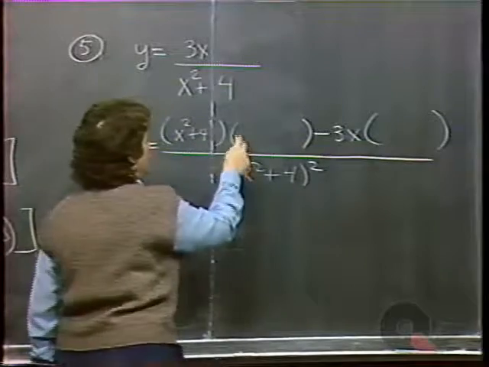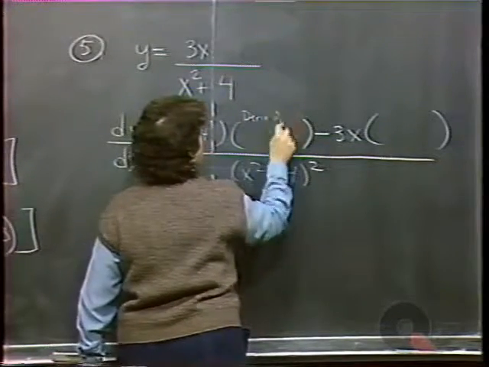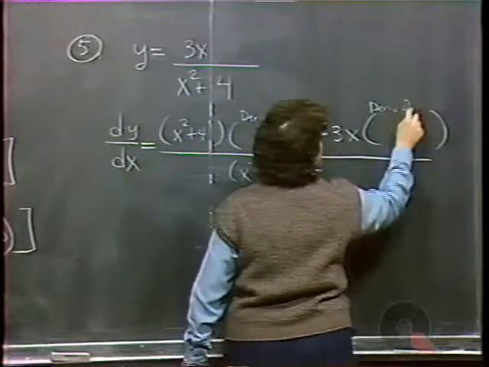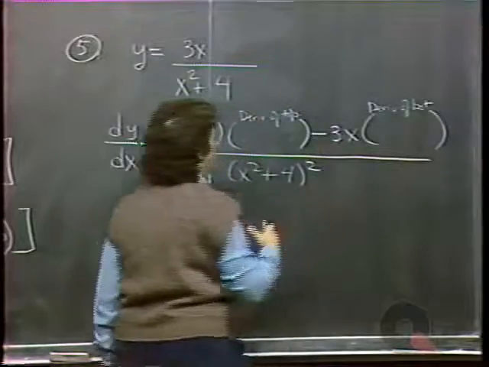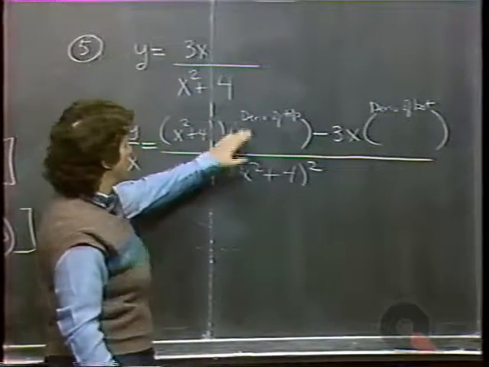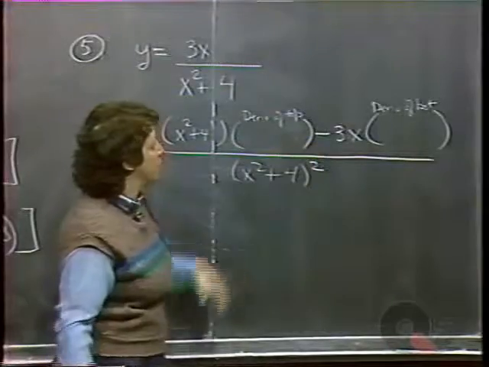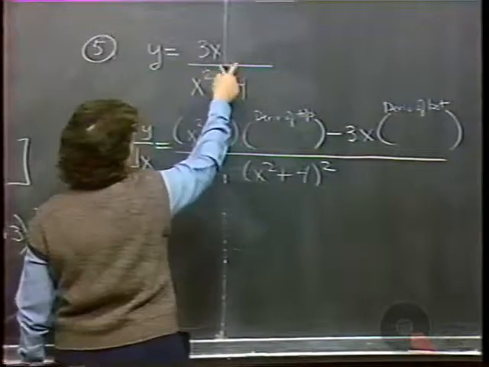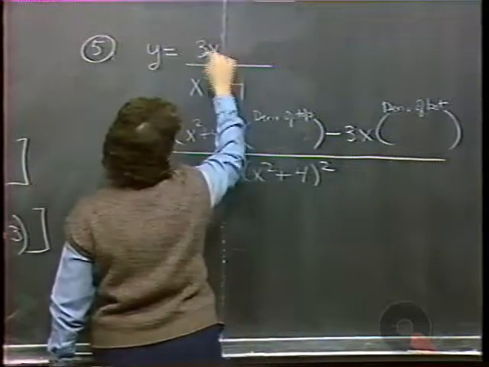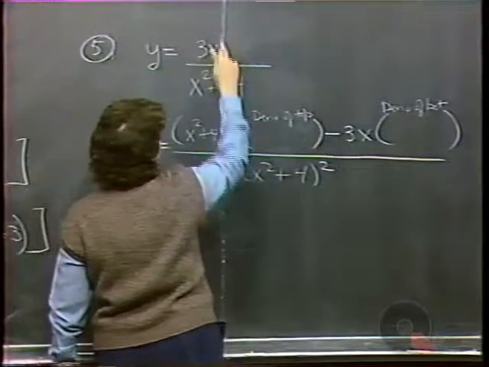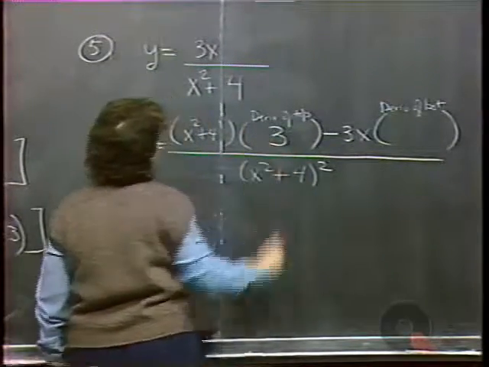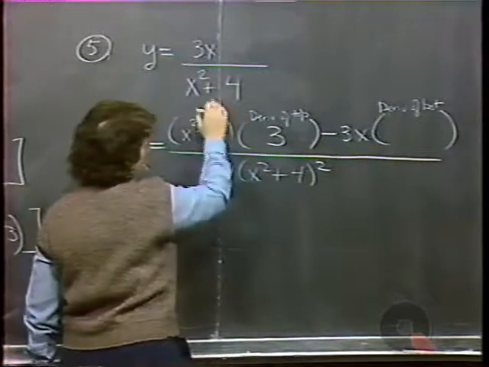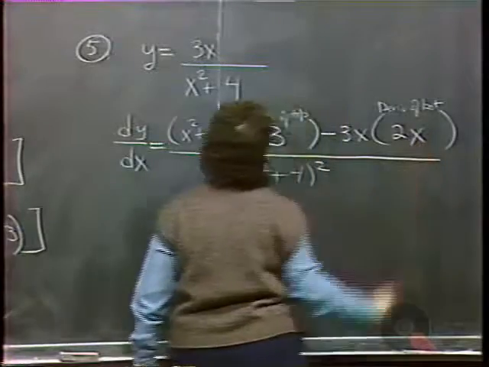The bottom times the derivative of the top minus the top times the derivative of the bottom all over the bottom squared. Now, the derivative of the top is needed here. Well, that's just a monomial. It's a constant times x to a power, so it's 3 times 1, x to the 0, or just 3. The derivative of the top is simply 3. The derivative of the bottom, of course, is 2x plus 0, or just 2x.